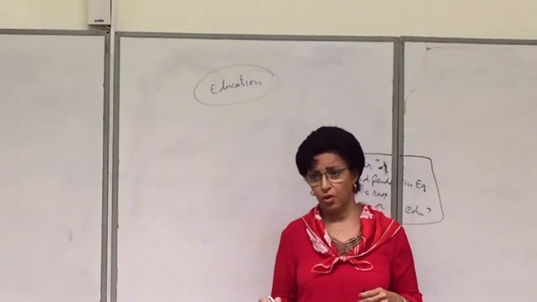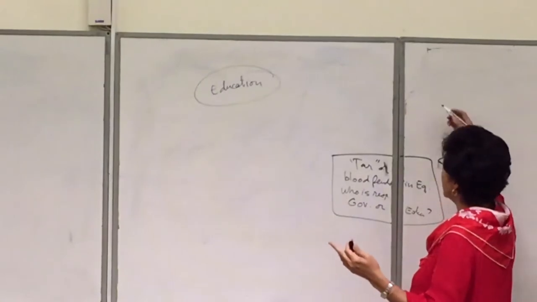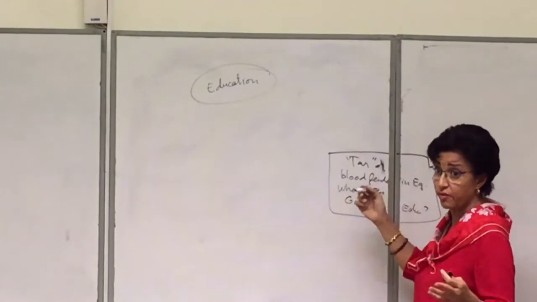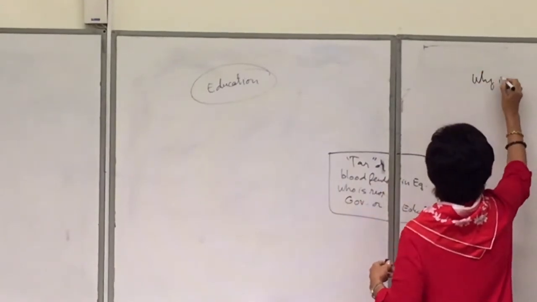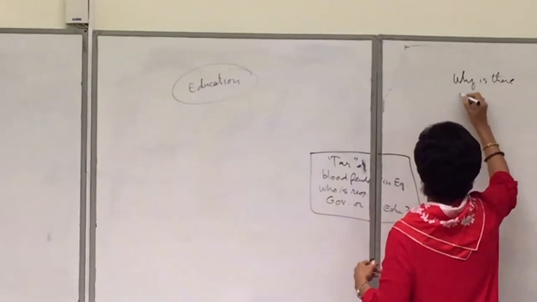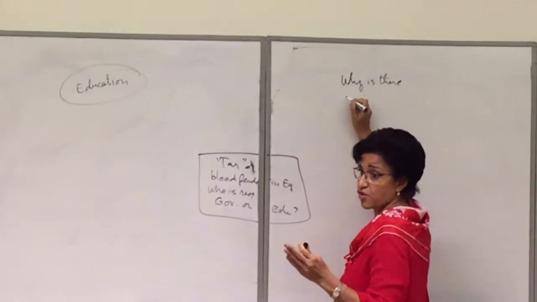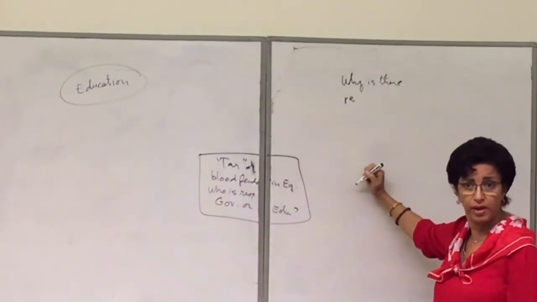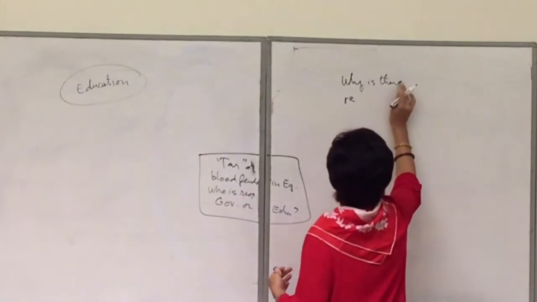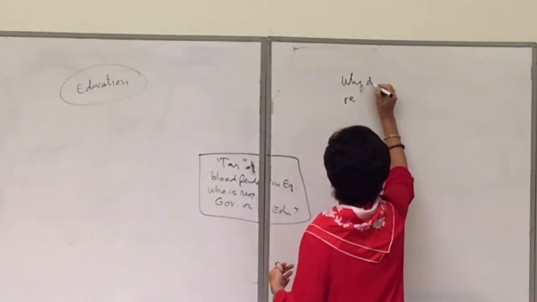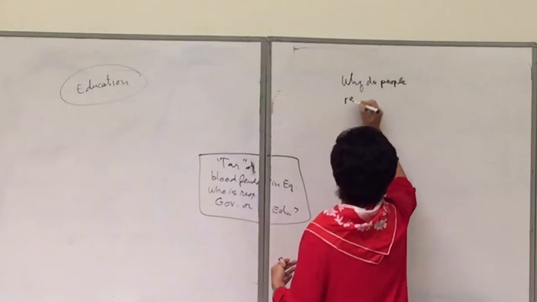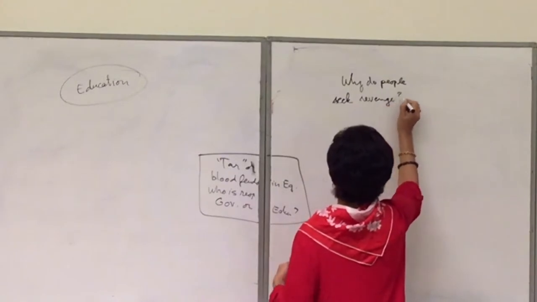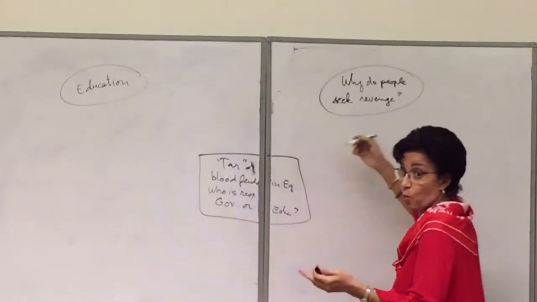Why crime? Why do people seek revenge? So why is there revenge or Tar? Revenge, maybe, because you can find revenge in a different way than Tar. Okay. So why do people seek revenge? Okay. What else? And then we have Tar as one form of revenge.